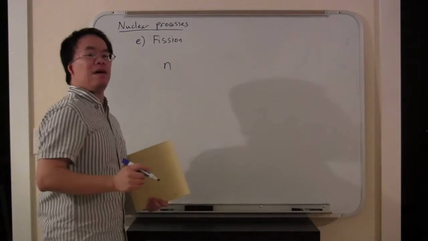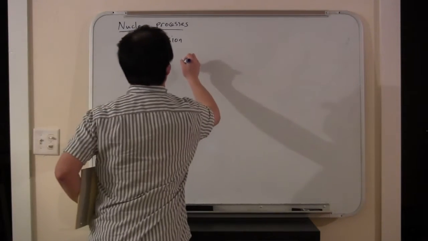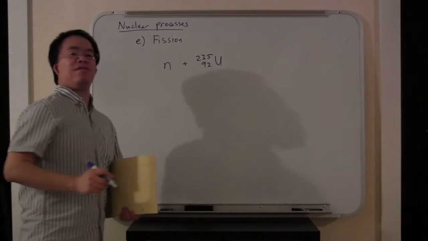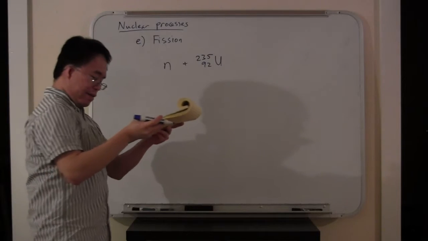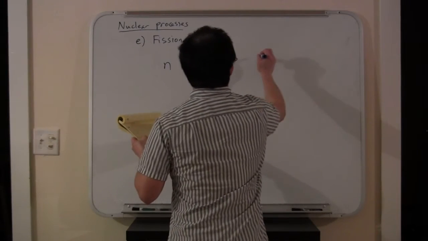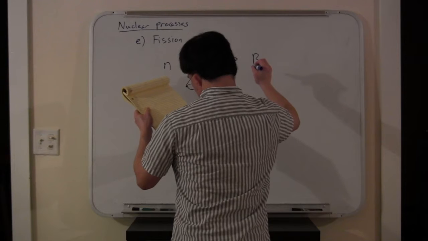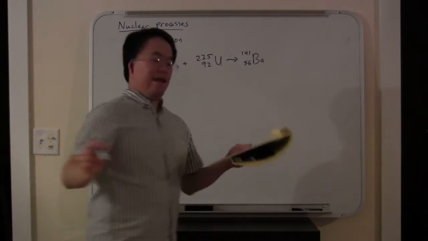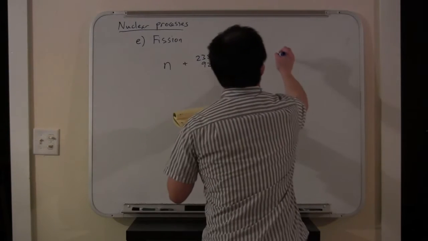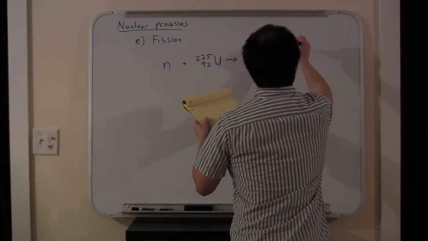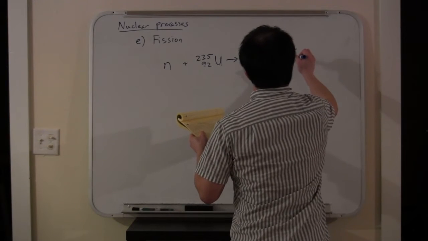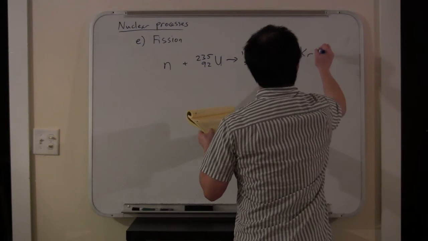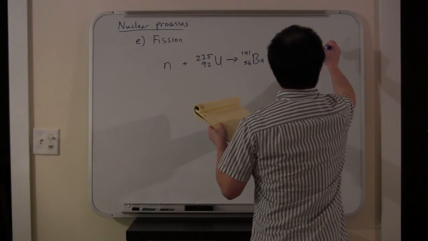So we have a neutron coming in plus a uranium-235 nucleus, and then that undergoes fission, giving barium-141, 56, and krypton-92, 36, plus 3 neutrons.